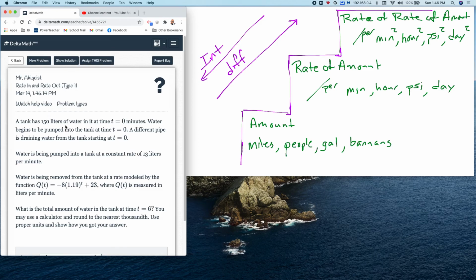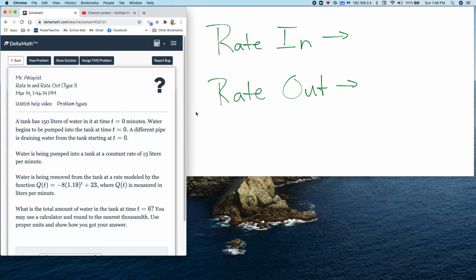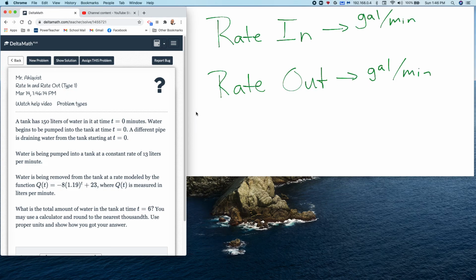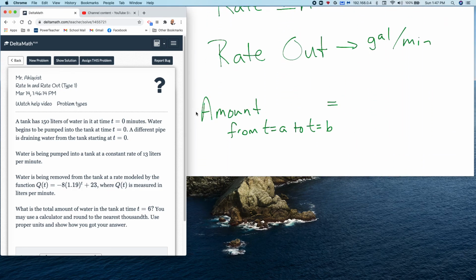So then you're also going to get problems like this, where oftentimes on AP problems, they're going to give you some sort of a rate in, and they're also going to give you a rate out. Maybe they're measured in gallons per minute, for example. And then they'll ask you about an amount. How much came out of this thing? Well, sometimes rate in, gallons per minute, rate out, gallons per minute. If you wanted the amount from, let's say, some time A to some other time B, well, think about what we have. We have rates and we want amounts, so we're going down the steps. But in this case, we have to integrate from A to B, the rate in minus the rate out.